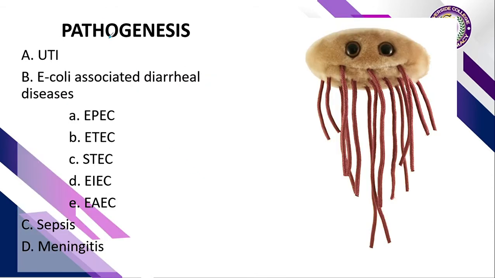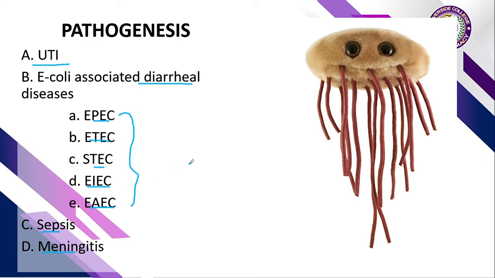Pathogenesis. What are the diseases caused by our E. coli? First one is UTI, or the urinary tract infection, and then the most common and the most popular cause of the disease of our E. coli are these five: the EPEC, ETEC, EIEC, EHEC, and EAEC. And then we have the less popular, the sepsis and the meningitis.